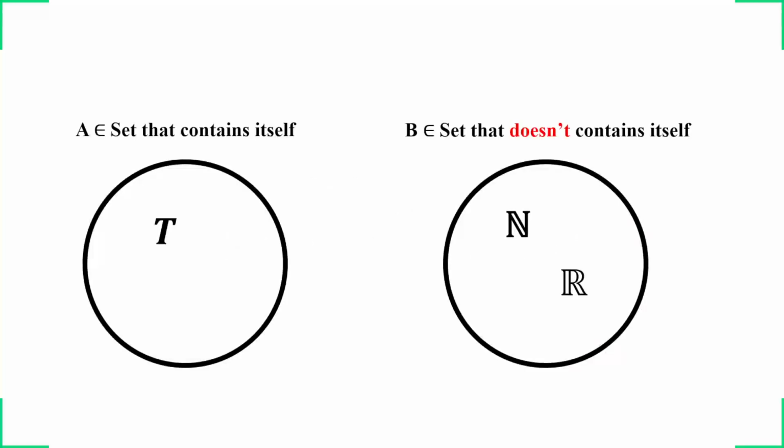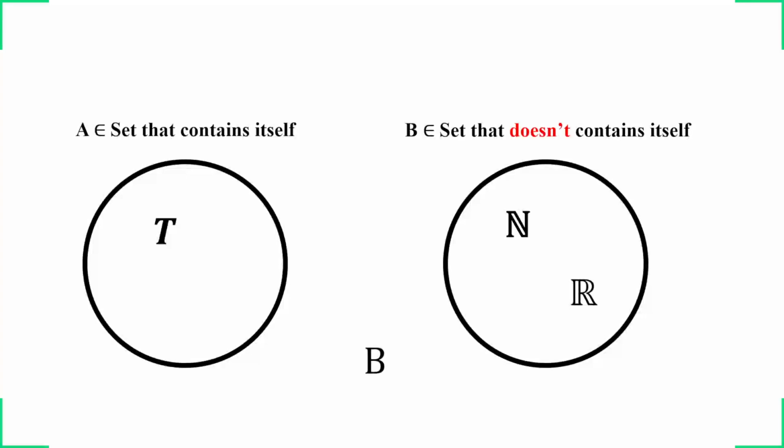So we can divide all the numbers, all the stuff, into two sets: A, a set that contains itself, and B, a set that doesn't contain itself. For set A, which does contain itself, we have T, like I just said, and for set B, which doesn't contain itself, we have N, the natural numbers, the real numbers, and so on. As both A and B are sets, we can look into where B should go.